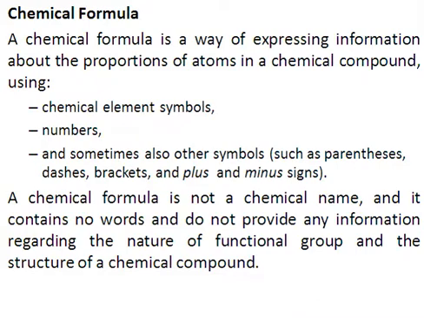A chemical formula is simply a way of expressing information about the proportion and the type of atoms in a certain chemical compound. Right? It's not telling you about any connectivity, it's not telling you about any functional group present in a molecule. The chemical formula is just telling you about the proportion and nature of atoms in a molecule. Normally a chemical formula contains symbols of elements and may contain numbers indicating the ratio of each type of element, and sometimes it makes use of symbols like brackets, parentheses, dashes, plus or minus signs as well. But they do not provide any information about the structure of a chemical compound.